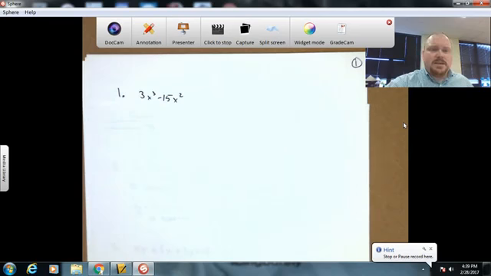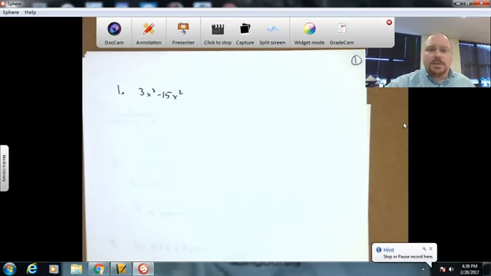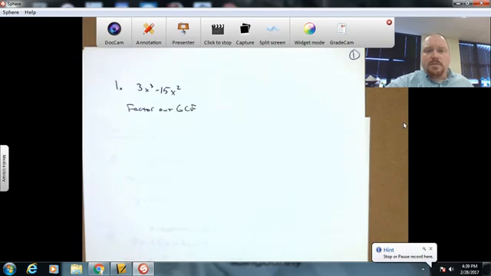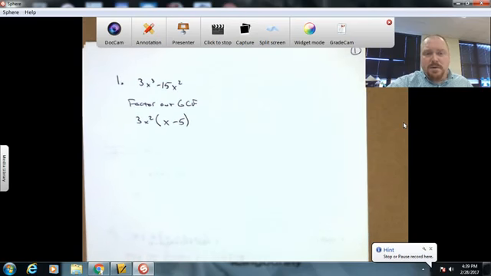This first example, we have 3x cubed minus 15x squared. This one is just purely review because I want to remind you that we should always factor out the greatest common factor first. And that makes it very easy to factor the problem. I could take a 3 out of both of those and also take out an x squared, since that is the smallest power that both of them have.